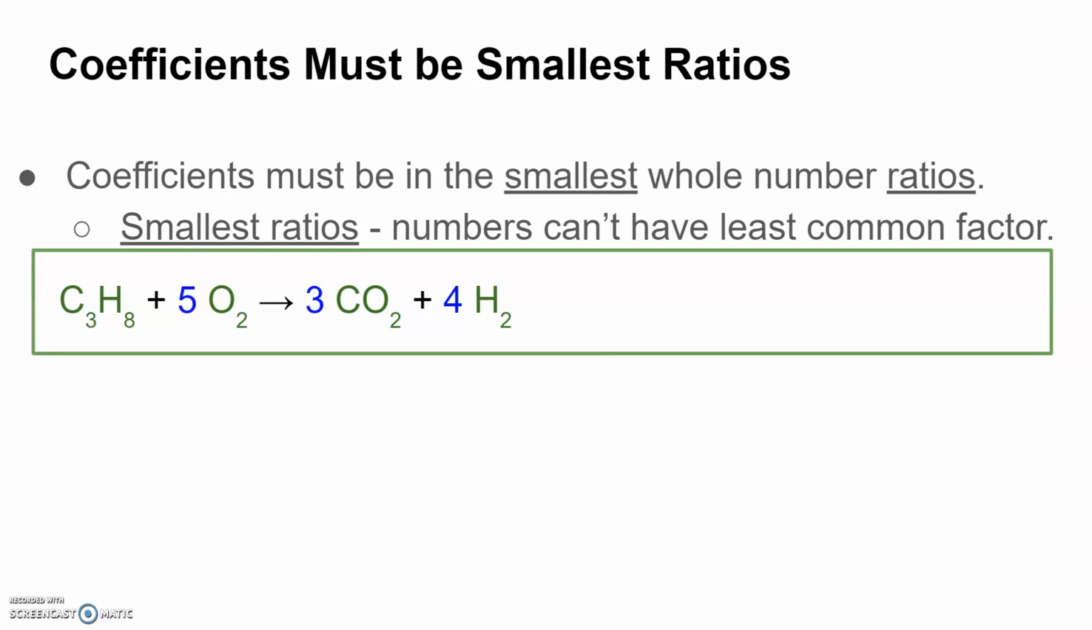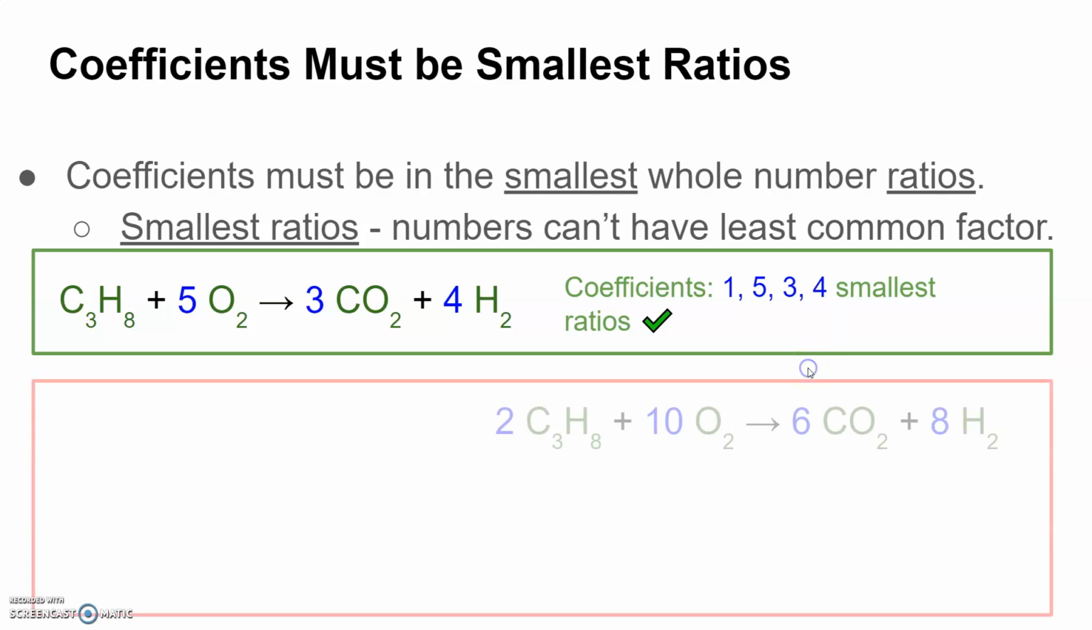In the balanced chemical equation for the combustion of propane, the coefficients are 1, 5, 3, and 4. They're the smallest ratios because they don't have a least common factor. You can't simplify them further. Now, to make that make sense, let's look at some examples where that's not the case.